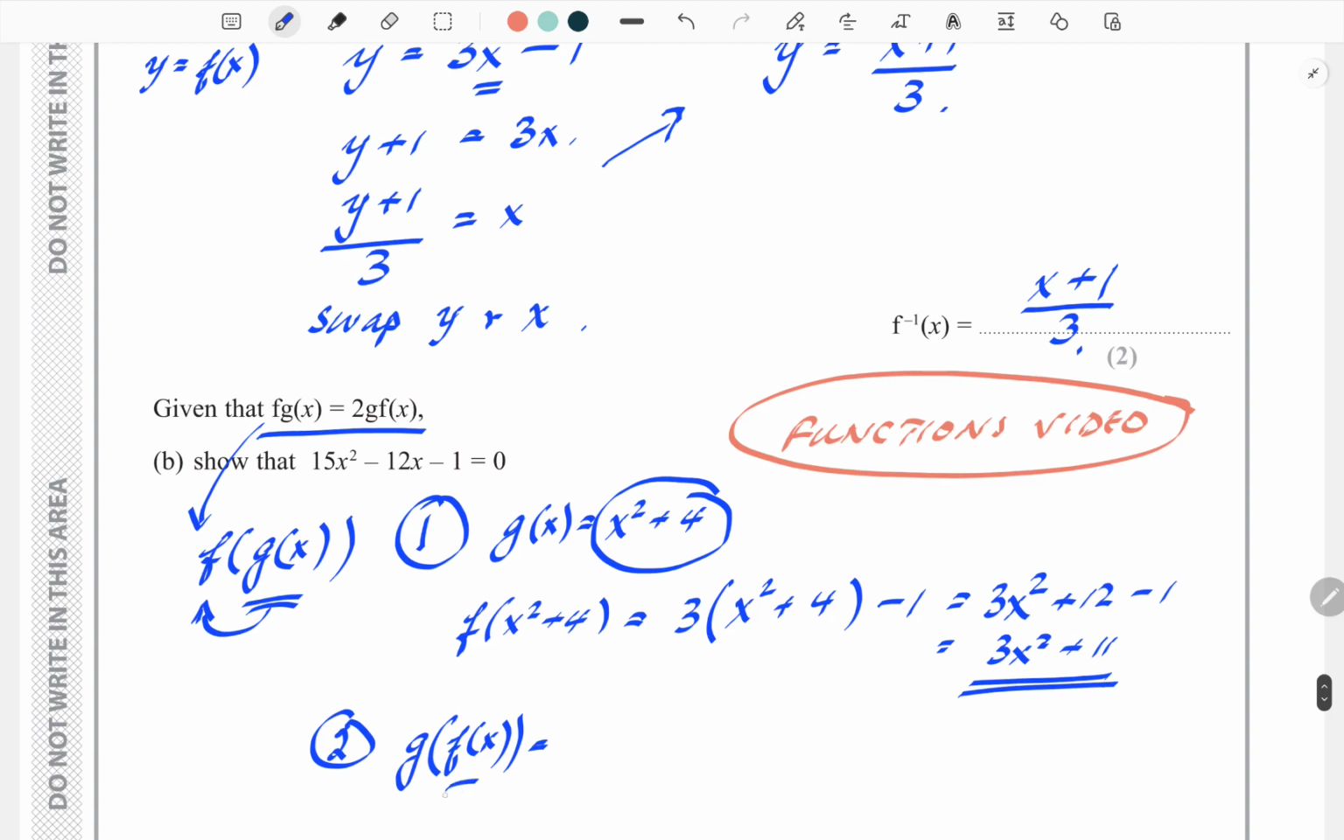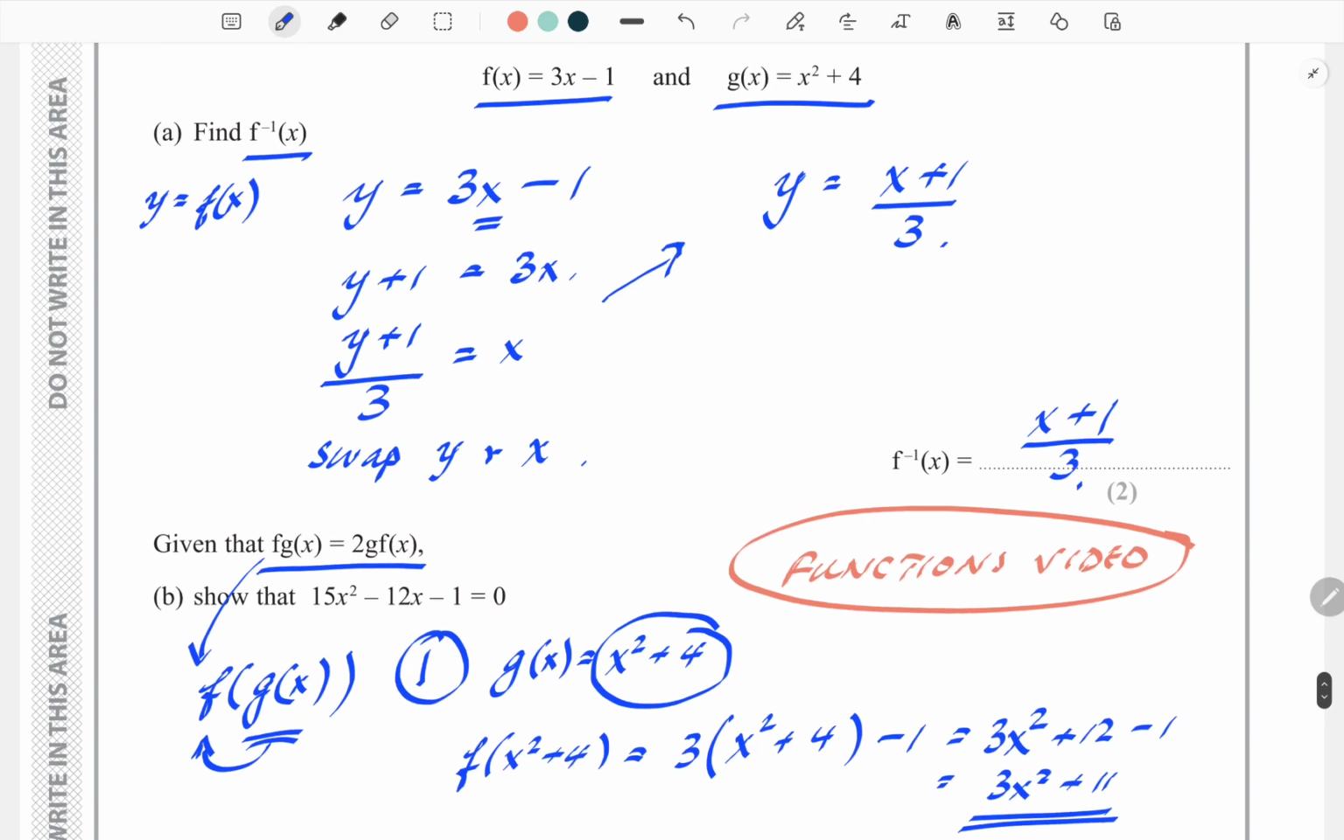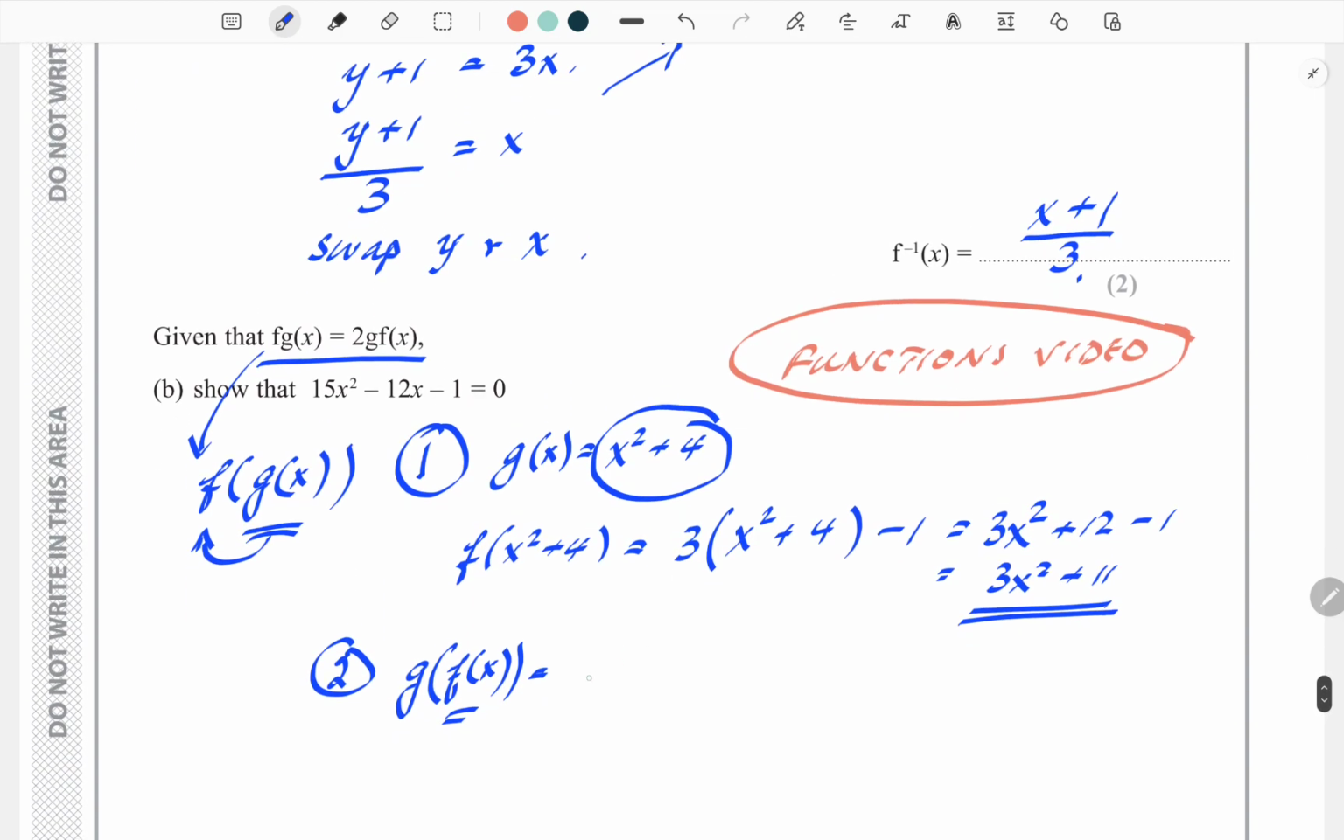We put the result of f of x into g. So f of x gives us 3x minus 1. So we want g of 3x minus 1. And g is whatever the input is, x squared plus 4. So that is going to be 3x minus 1. That's our input. Square it and plus 4. So we need to work this thing out now.